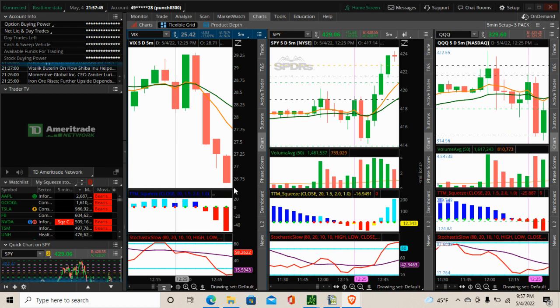So I ended up entering right here, and this is where this orange was crossing the green, and I literally got out of the trade as we made that drop. So that was essentially a 10% return in about 30 seconds for this trade.